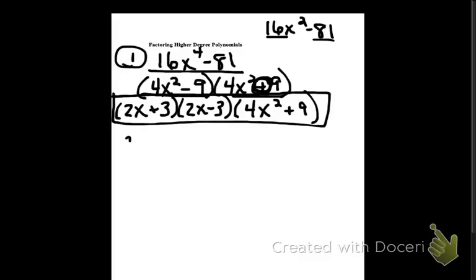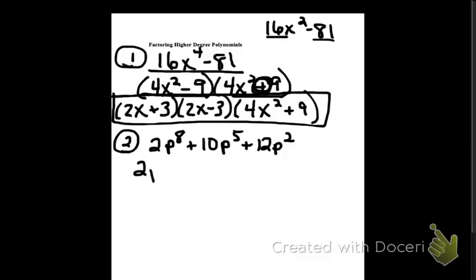Let's look at a second example. Let's say we have 2p to the 8th plus 10p to the 5th plus 12p squared. Well, I have a trinomial here. When I look at it, I want to see, is there a common monomial factor that I can pull out? And that answer is yes. Looking at my coefficients, I can factor out a 2. Looking at my variables, I can factor out a p squared.